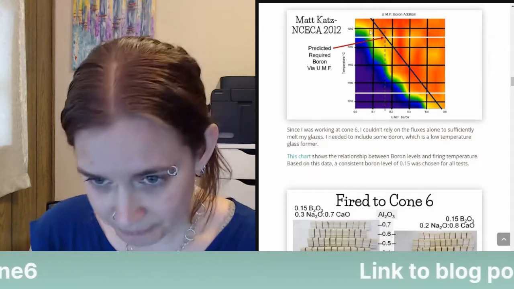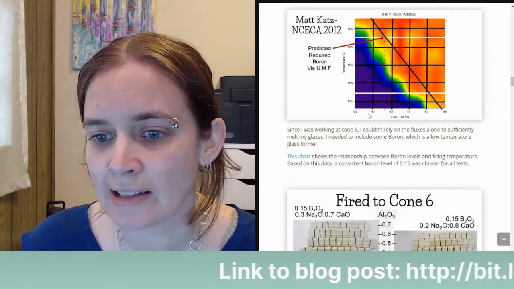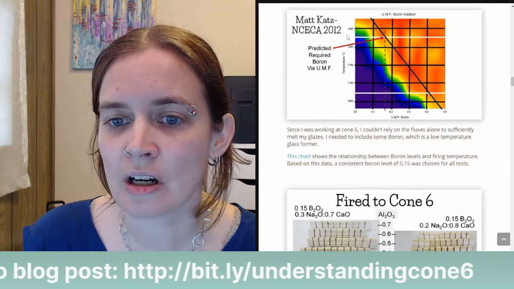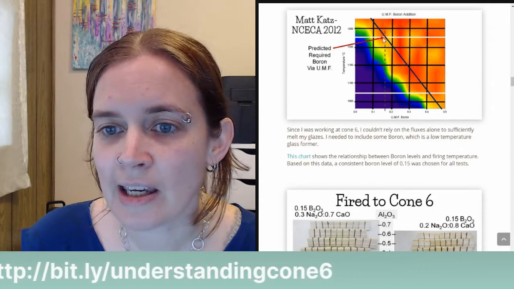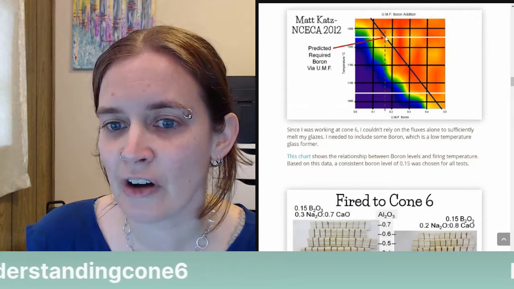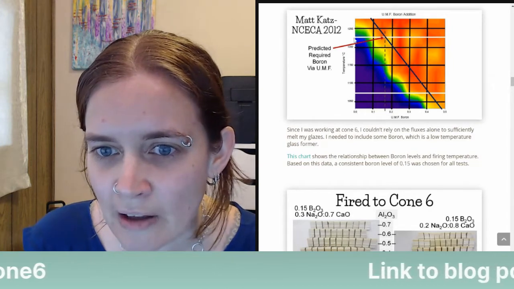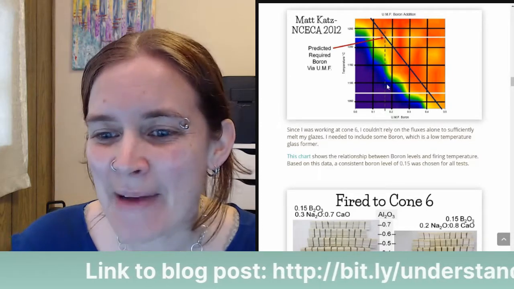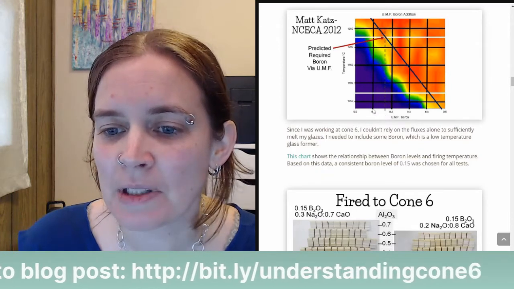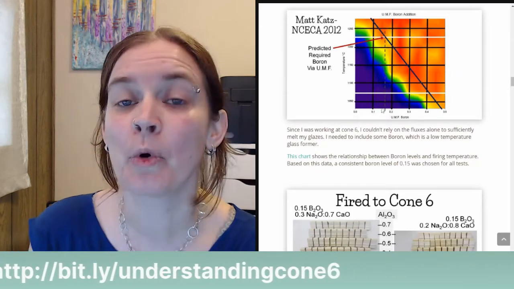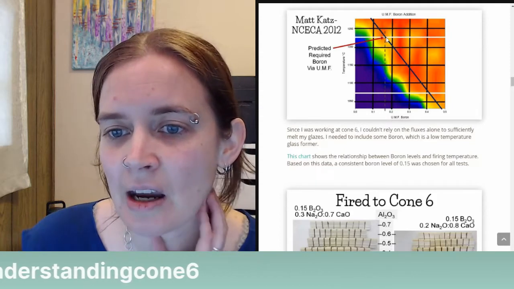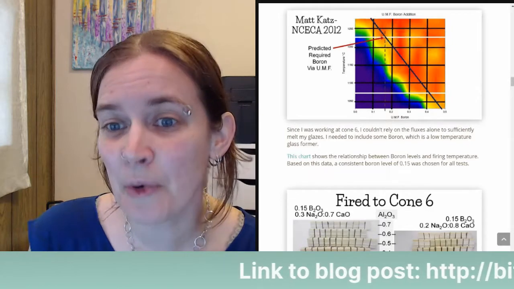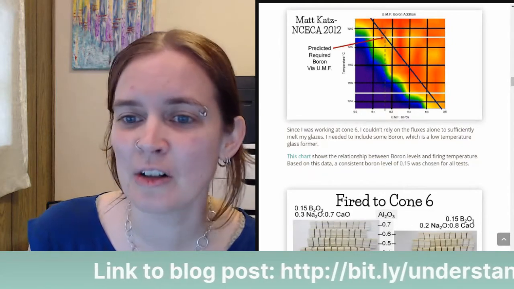And so you can see down here on the x-axis, we've got the UMF of boron. And then on the y-axis, we've got temperature in Celsius. And so right here, this is where Cone 6 falls. It's at like 1200 and something Celsius. And so we're at like between 0.1 and 0.2 boron by UMF. And so right here is where Cone 6 falls. And so the ideal boron level for Cone 6 glazes is around 1.5.